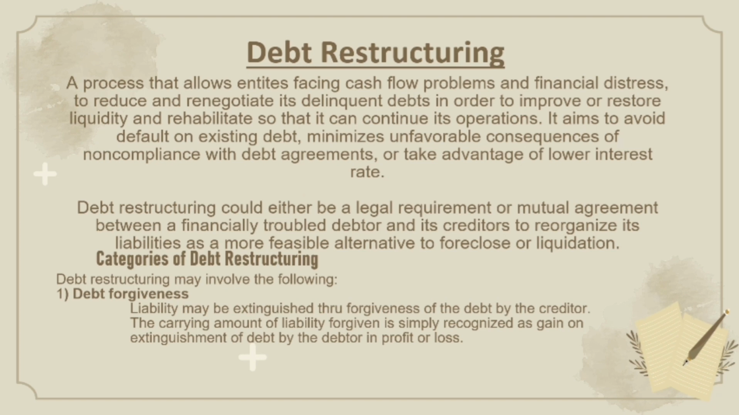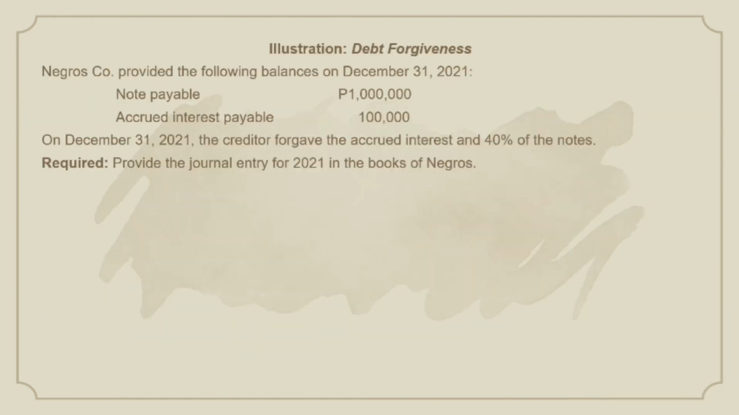A liability may be extinguished through forgiveness of the debt by the creditor. The carrying amount of liability forgiven is simply recognized as gain on extinguishment of debt by the debtor in profit or loss. So to illustrate, we have Negros Company provided the following balances on December 31, 2021. We have the note payable of 1 million and accrued interest payable of 100,000. On December 31, 2021, the creditor forgave the accrued interest and 40% of the notes.